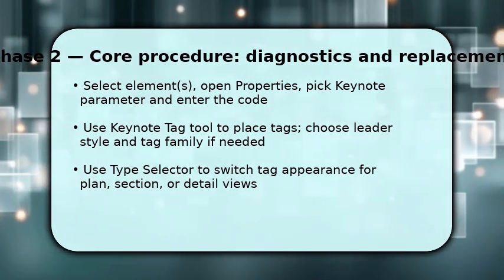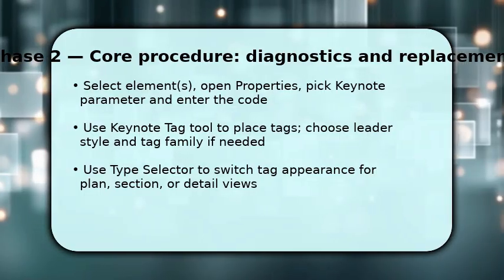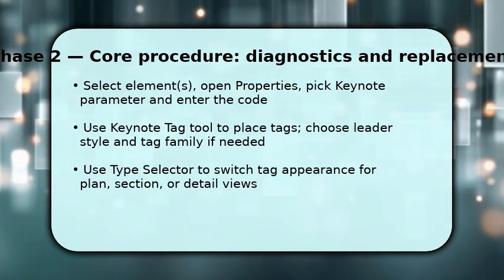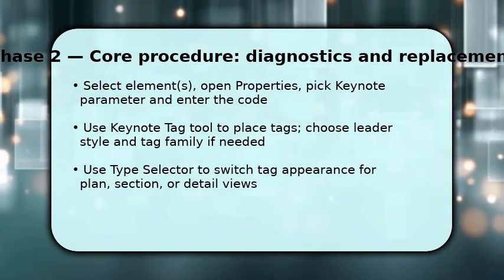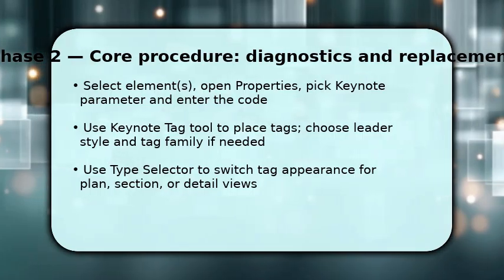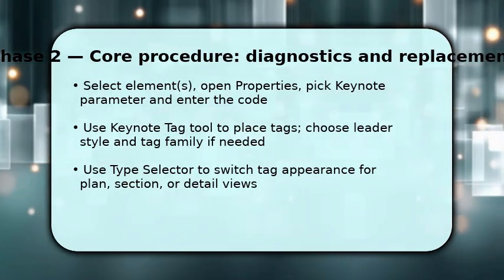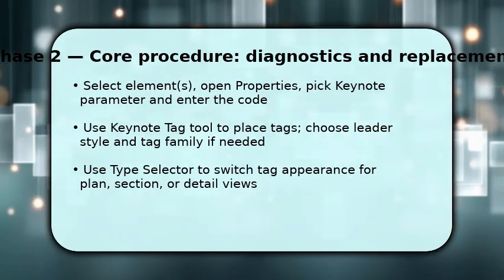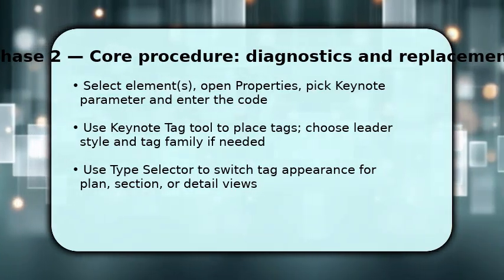Pick the correct tag type for plans or sections. As you tag, adjust leader style and position. If many items need the same Keynote, use multi-select and set the parameter once, which speeds the process and keeps your annotations consistent across views.